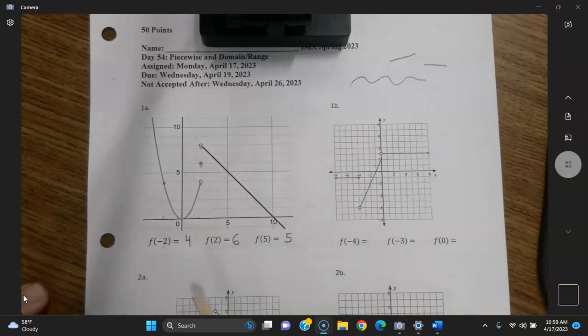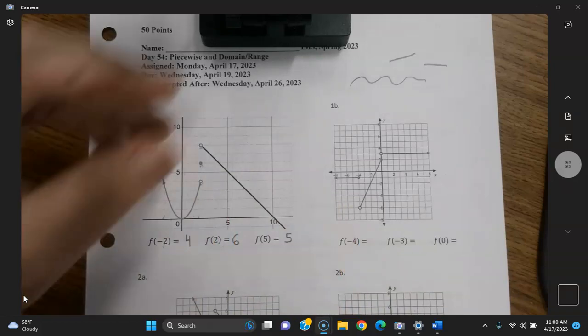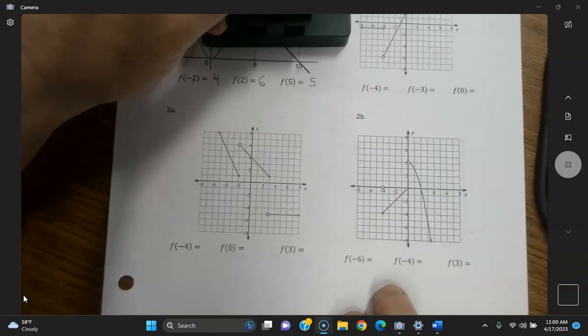All right, so again, open circles mean that it does not include that point. A closed circle, or a solid dot, means it does include that point. All right, so you do the B problem, and we'll move on down here.